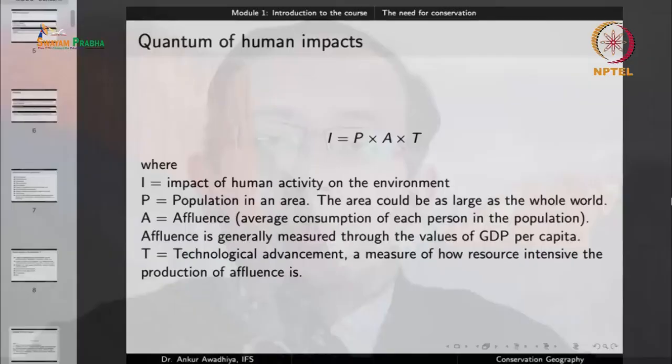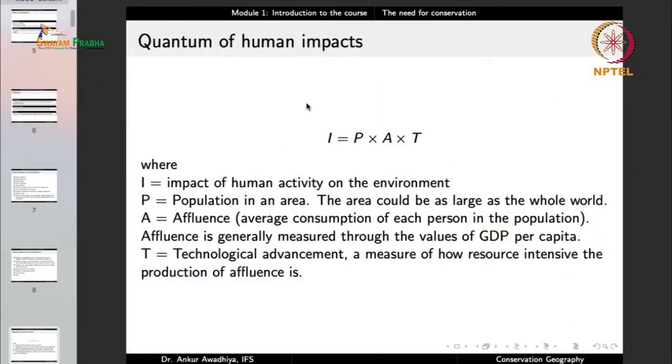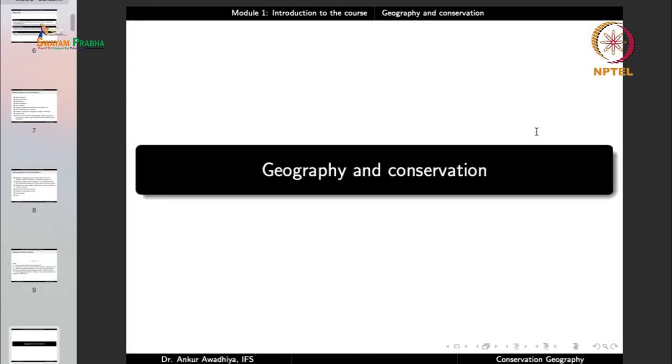So today's society is much more affluent, it is much more consumptive. And plus we have the technology to extract the resources. Suppose we were a large group of people, we had more aspirations, more amount of affluence, but we did not have the technologies. So in that case, we would not be able to mine as efficiently. We would not be able to venture into other areas to gather the resources. But today, because all three of these have increased, the quantum of human impacts has become very high, because of which we have a need for conservation.